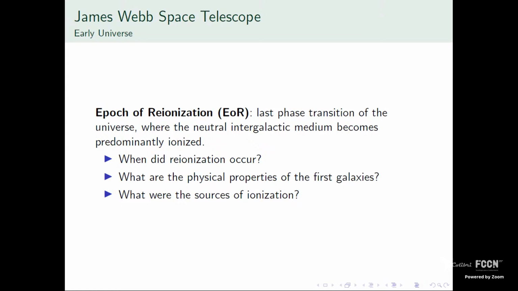But currently, we don't know what the sources of that reionization were. We don't even know if it's galaxies, stars, or etc. And so this is one of the main focuses of Webb: to find out what were the sources of that reionization, what are their physical properties. So if it was galaxies, it would be galaxies that are very different from Milky Way type galaxies with very different physical properties, and then finally determine when that reionization occurred, so at what redshift.